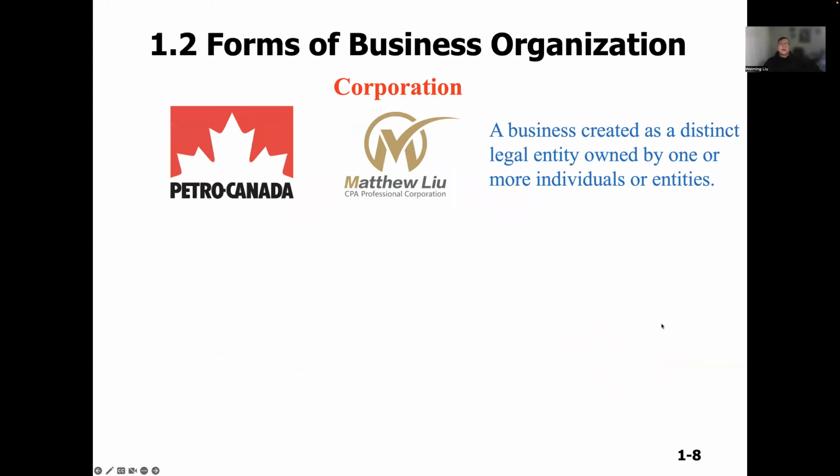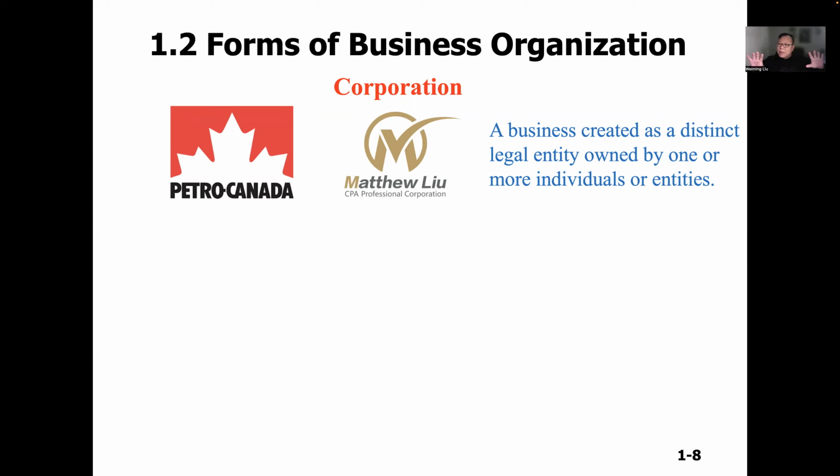And the corporation is a business created as a distinct legal entity owned by one or more individuals or entities. So a corporation on its own is a legal entity. For example, Tesla, right? Tesla, the business, is a legal entity. Musk is an individual. He is probably the largest shareholder of Tesla, but these two are separate. We don't want to mix them together. So you have Tesla, that's a corporation.